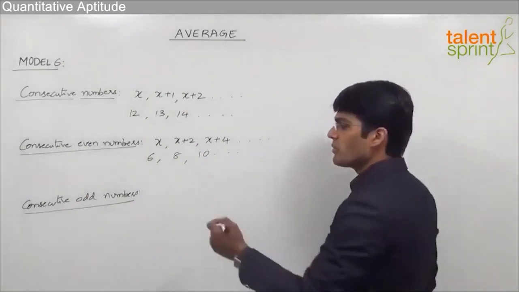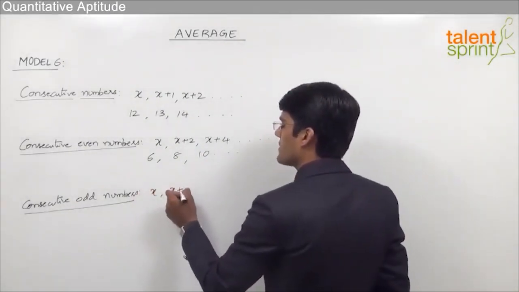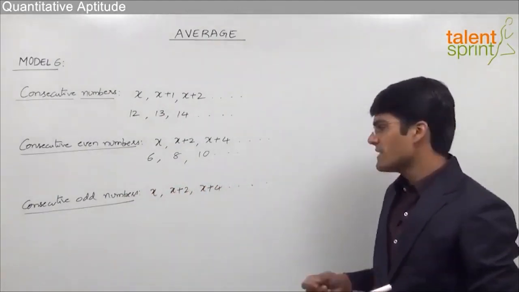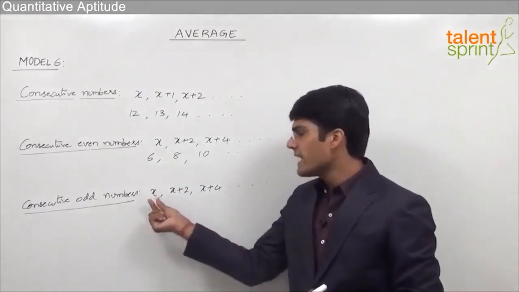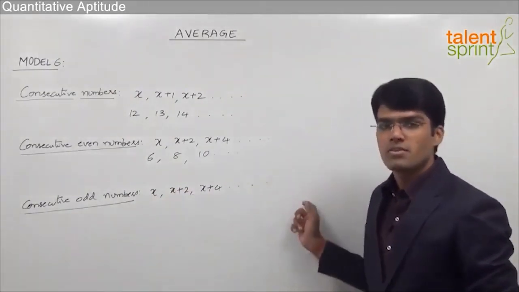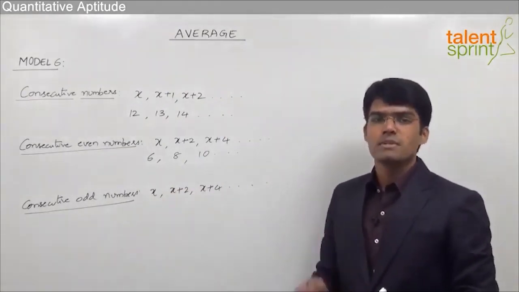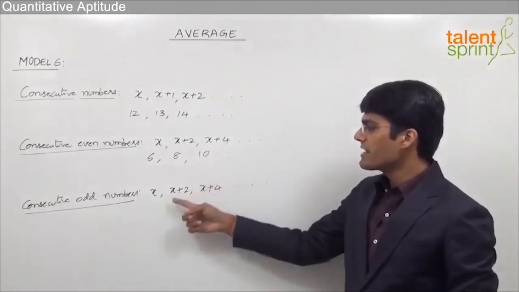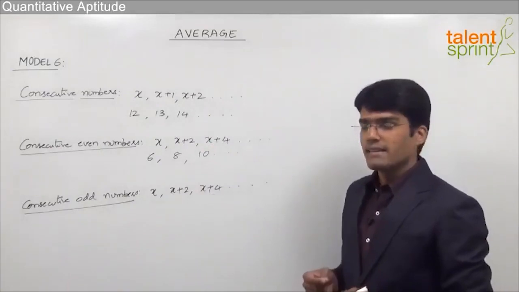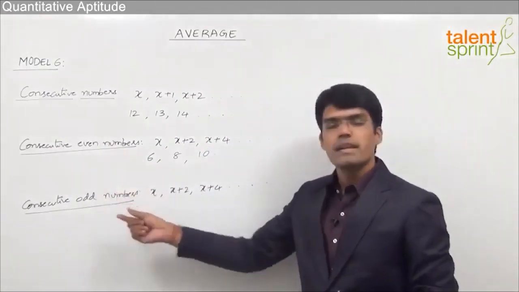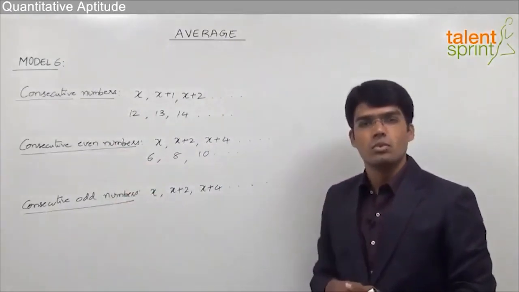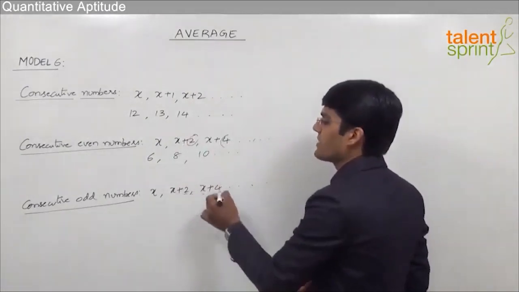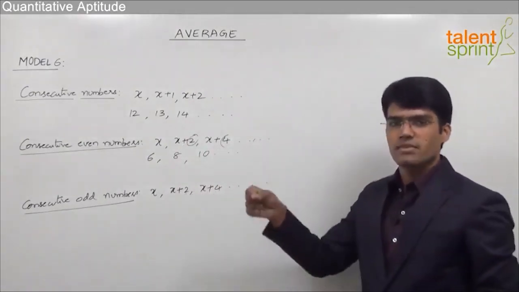And these numbers can also be represented as x, x plus 2, x plus 4 and so on. Remember, most of the students have a misconception that consecutive odd numbers should be taken as x, x plus 1, x plus 3 and so on, which is absolutely wrong. Whether the numbers are consecutive odd or consecutive even, they should be represented as x, x plus 2, x plus 4 and so on. The idea here is between any two consecutive odd or any two consecutive even numbers, the difference is 2, and that difference 2 is reflected here. Again plus 2 and so on.